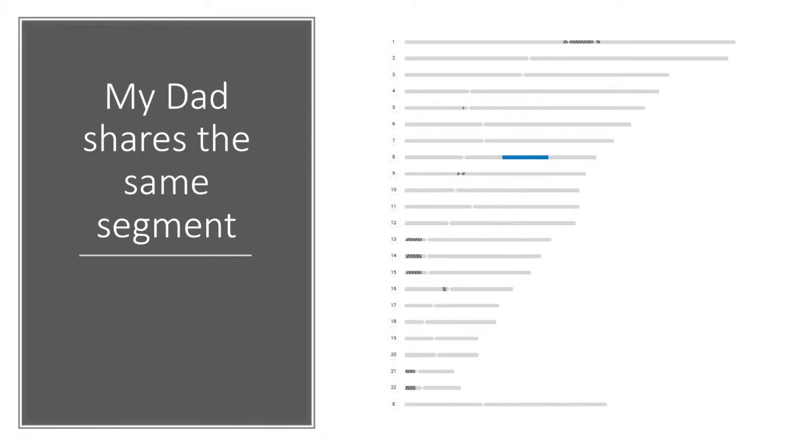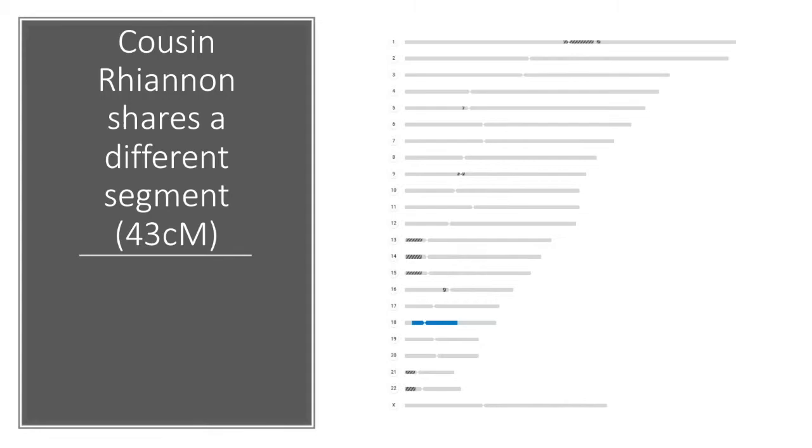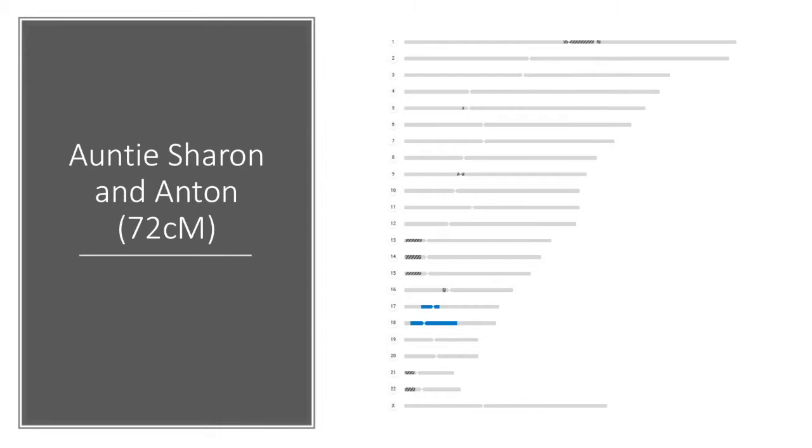My cousin Rhiannon takes a DNA test as well, and she shares a different segment, a bigger segment, at 43 centimorgans. So although it's not the same segment, this is great. This is additional data. We want as much data as we can, proving that Anton and our side of the family are all related, and that therefore we are definitely descended from Gabrielle, and that research is definitely correct, and nobody has had any affairs, and there's no illegitimacies. We want to make sure that that's the case. My aunt Sharon, on a different line, takes a DNA test as well, and she shares the same segment that Rhiannon shares, plus an extra one.